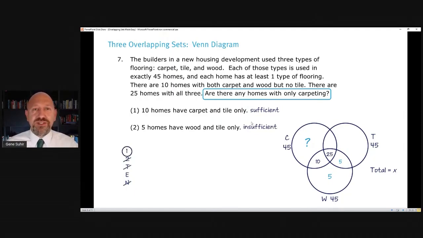No need to combine statements. Statement number one by itself was sufficient, or A, certainly if you want to call it that, as a number of you said down in the comments. Go ahead and take a screenshot if you'd like.